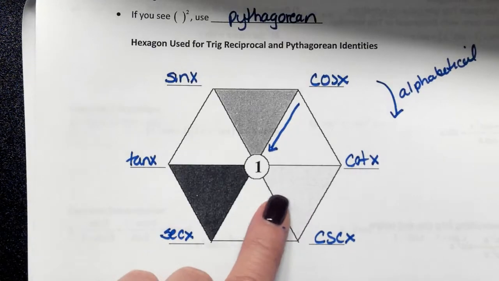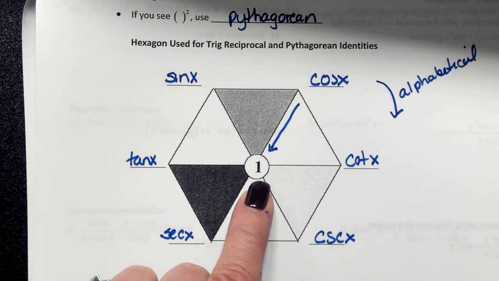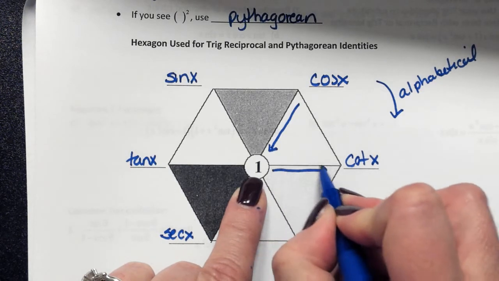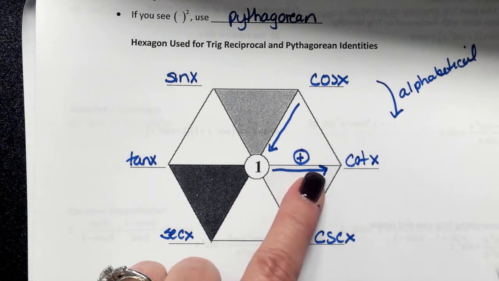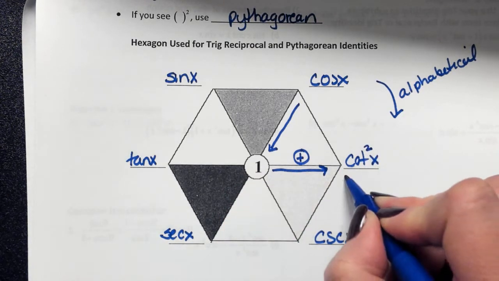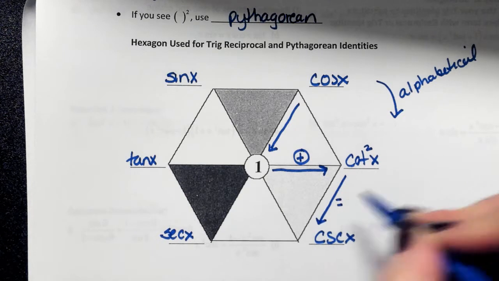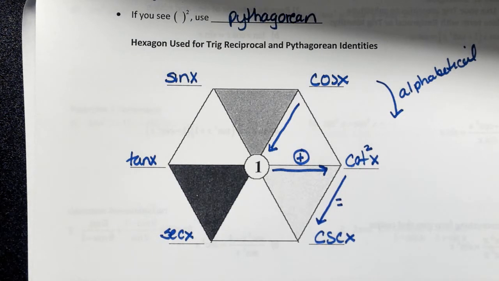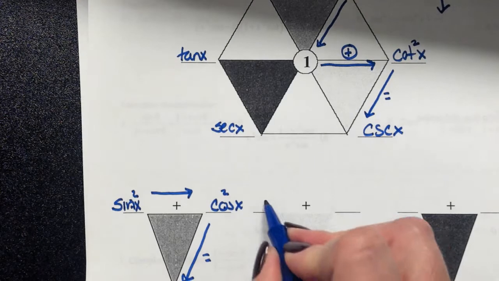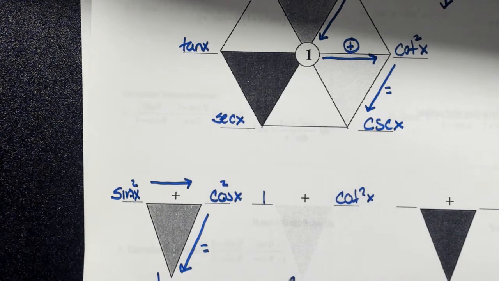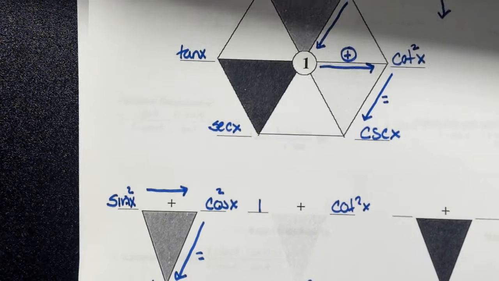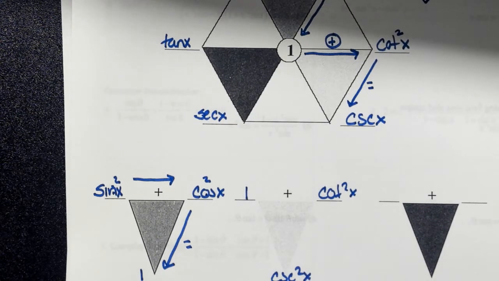Notice my second shaded triangle. When you go across, you add. So 1 plus cotangent squared equals cosecant squared. So 1 plus cotangent squared equals cosecant squared. That's the second triangle from the hexagon.